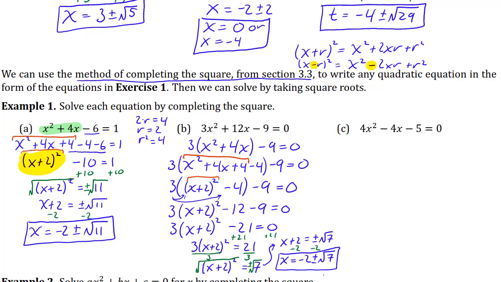Alright, so that's that. With this one over here, we're going to do the same idea. Factor out that 4 from those first two terms first. So that's going to look like 4 times x squared minus x, and leave the minus 5 alone, equals 0. So this negative x here is the negative 2xr term, or negative 2rx. So that means 2r must be equal to 1. So if you divide both sides by 2, you'll get r equals 1/2.